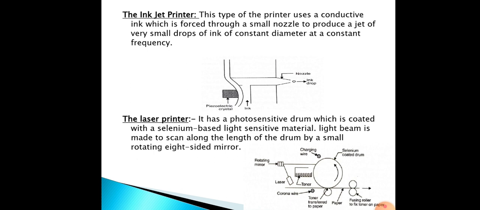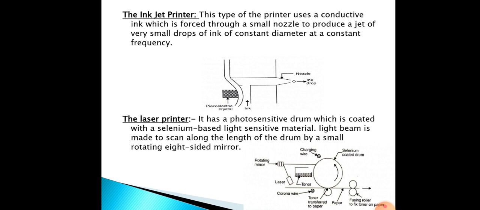The light beam is made to scan through the length of the drum by a small rotating 8-sided mirror. When the light strikes the selenium, its resistance drops and it can no longer remain charged. By controlling the brightness of the beam of light, points on the drum can be discharged or left charged. So here, how will it be done? Whatever printing has to be done, the drum will be charged, and through the laser it will be written on the drum.